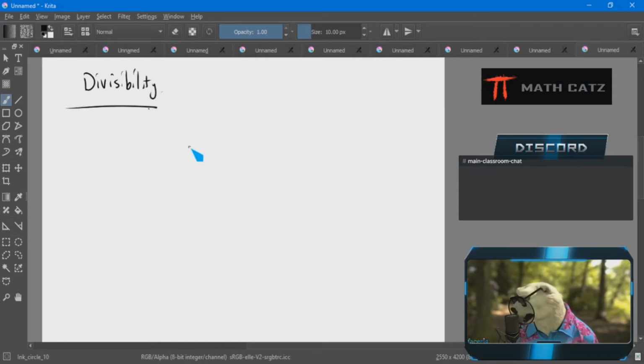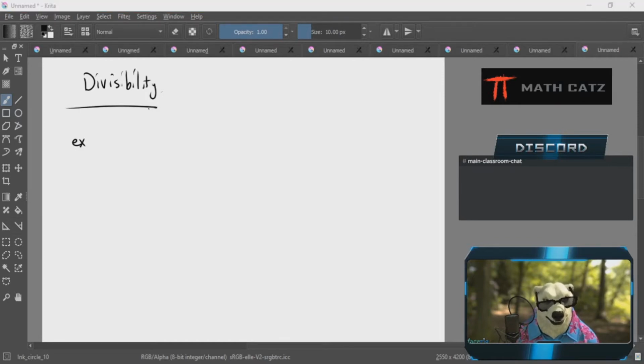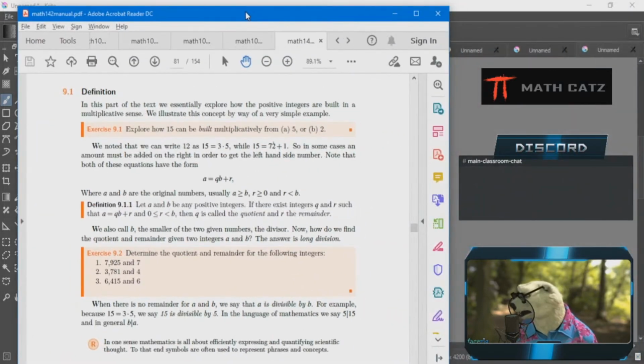So what do we mean by divisibility? First, we have an exercise that helps us answer that question. Let me get the book here. This one, like so. There we go. Exercise 9.1.